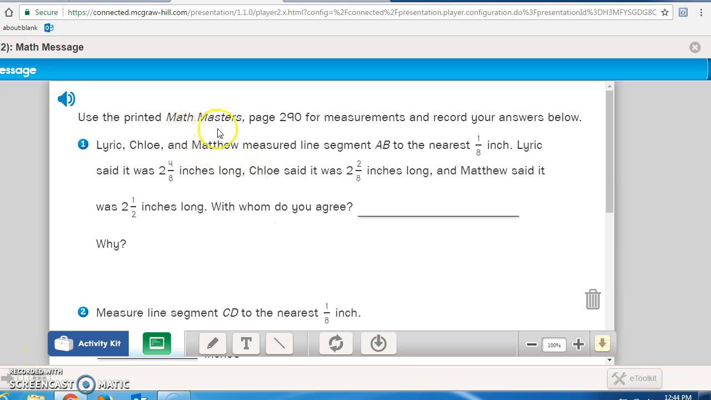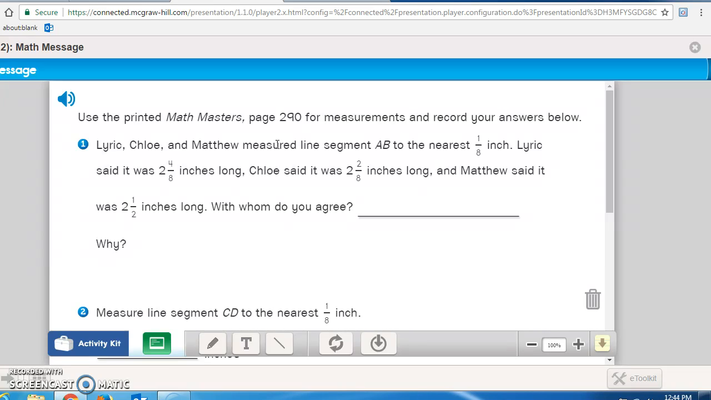Use the printed Math Masters page 290 for the measurements and record your answers below for this problem. So if you need to pause the recording now to go get those Math Masters, there are going to be pictures that you will be using, I'm sorry, not pictures, a problem that you're seeing here that you'll be using for this next part. So pause the recording and go grab that out of the file, please.